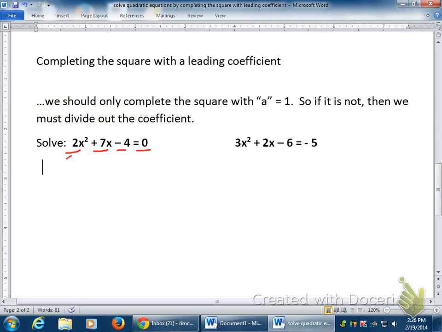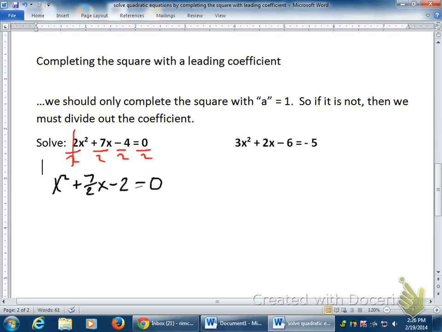Okay? So 2, 2, 2, 2. Clean it up. That gives you what we wanted, which was x squared. That gives you x squared plus 7 over 2x minus 2 equals 0. Are we okay?